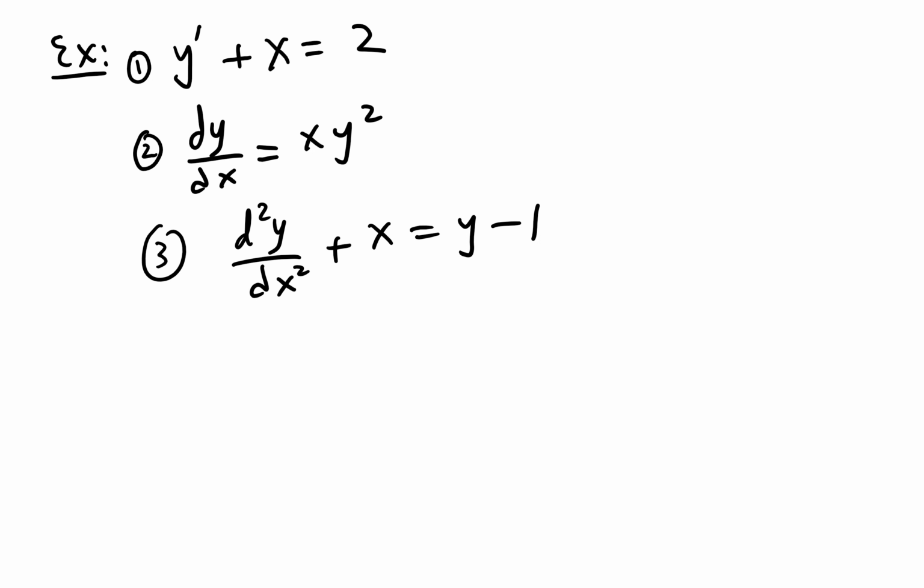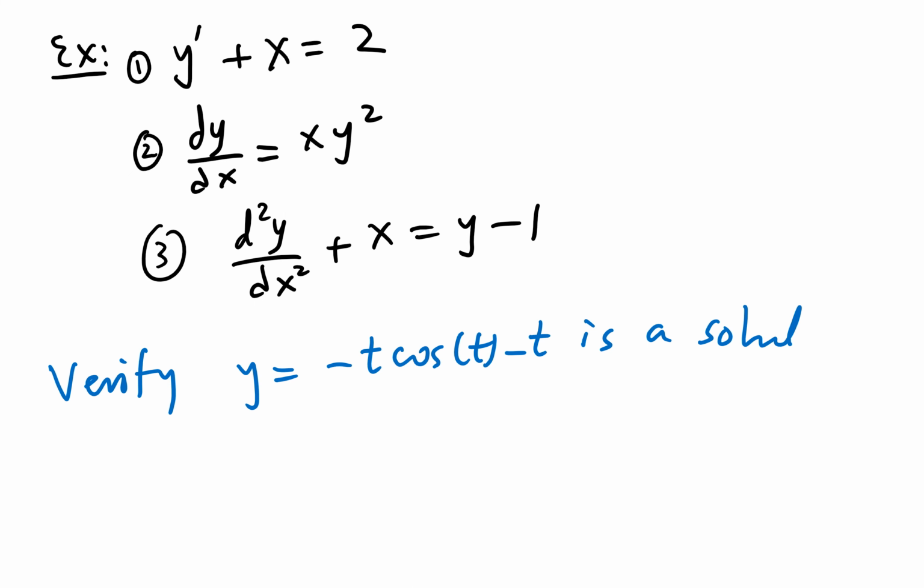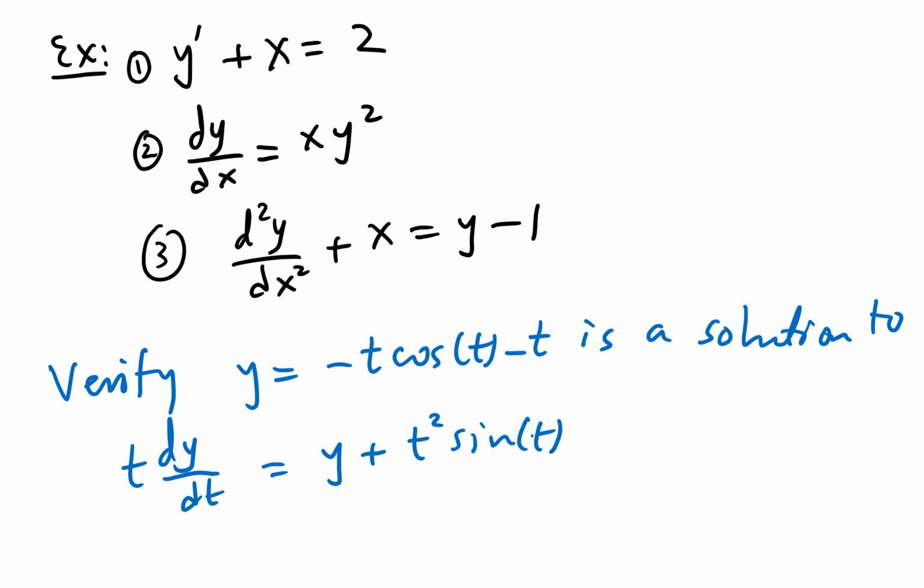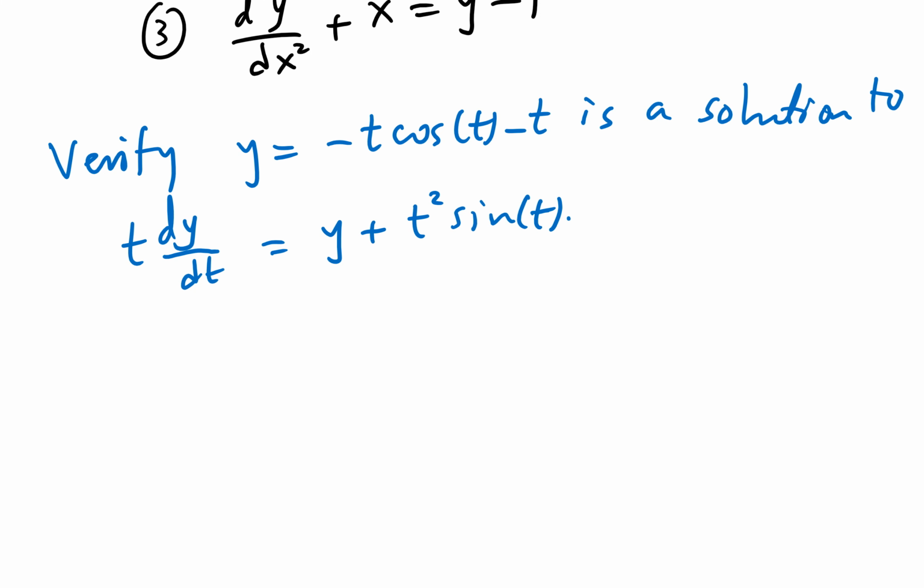To work with differential equations, we first start by asking students to verify that a given solution, say y equals negative t cosine of t minus t, is a solution to this differential equation, t dy/dt equals y plus t squared sine of t. So here we have to look at the left-hand side of the equation, t dy/dt. Let's see what we can get for this.